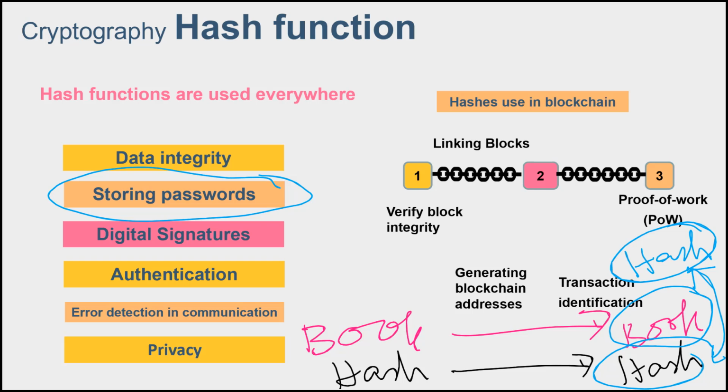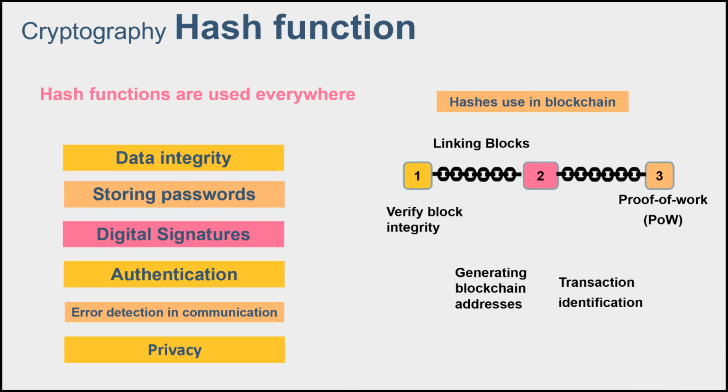They have also been heavily used in digital signatures. We'll see more details when we get to the digital signature section. They are also used for authentication, and for error detection in communication. And Bitcoin and cryptocurrency especially use them heavily for providing privacy. What that means is, especially in Bitcoin, there are a lot of applications of these hash functions.